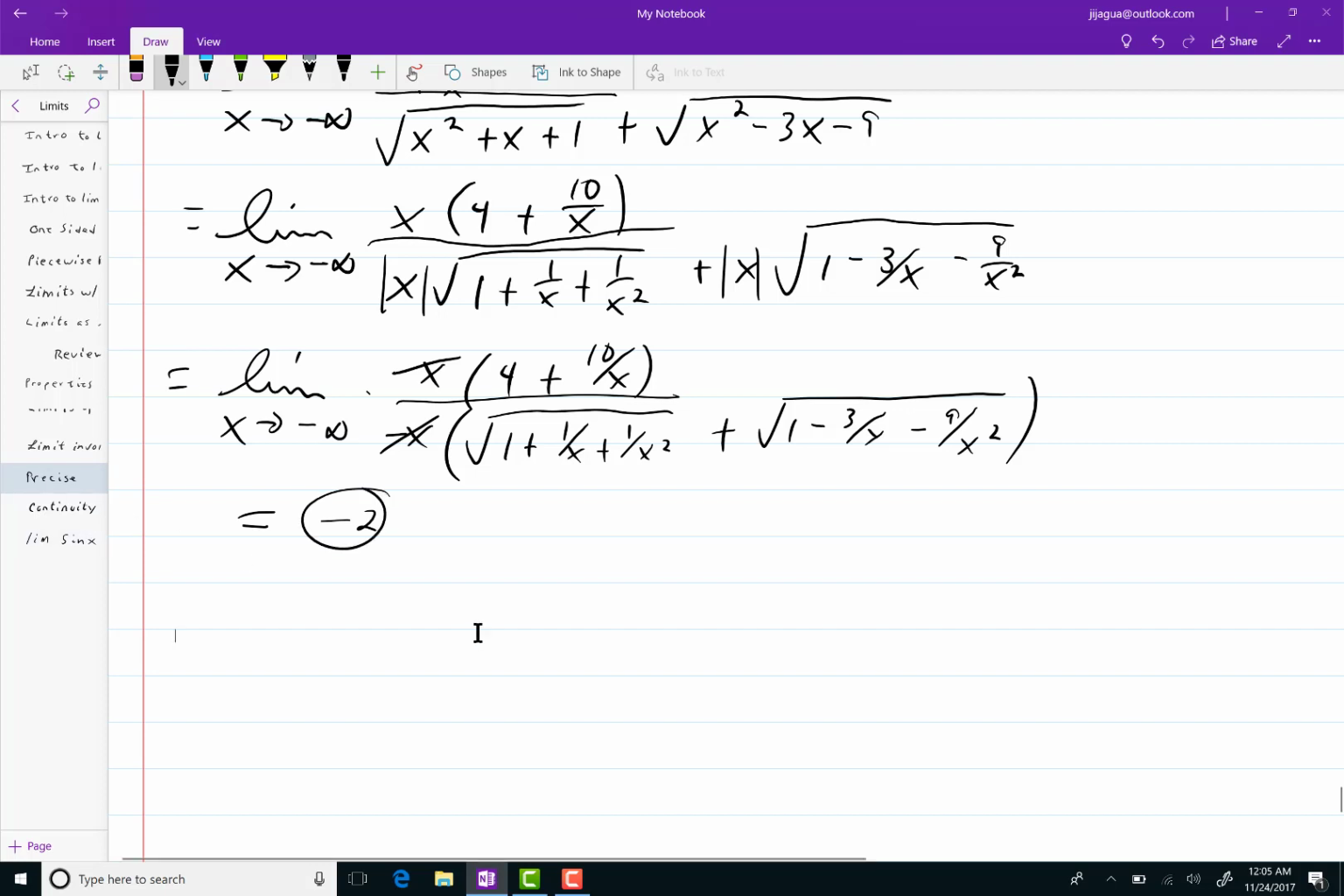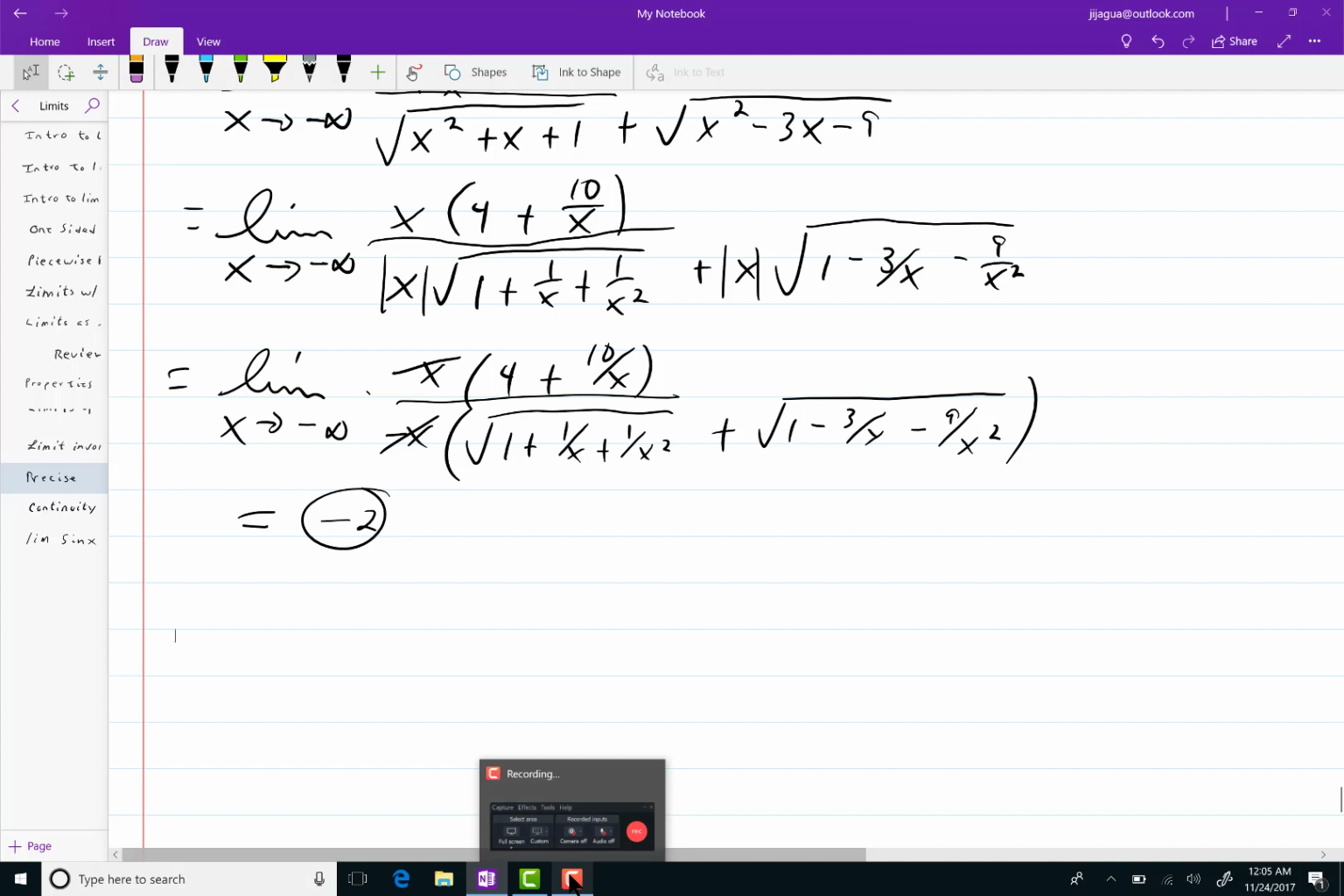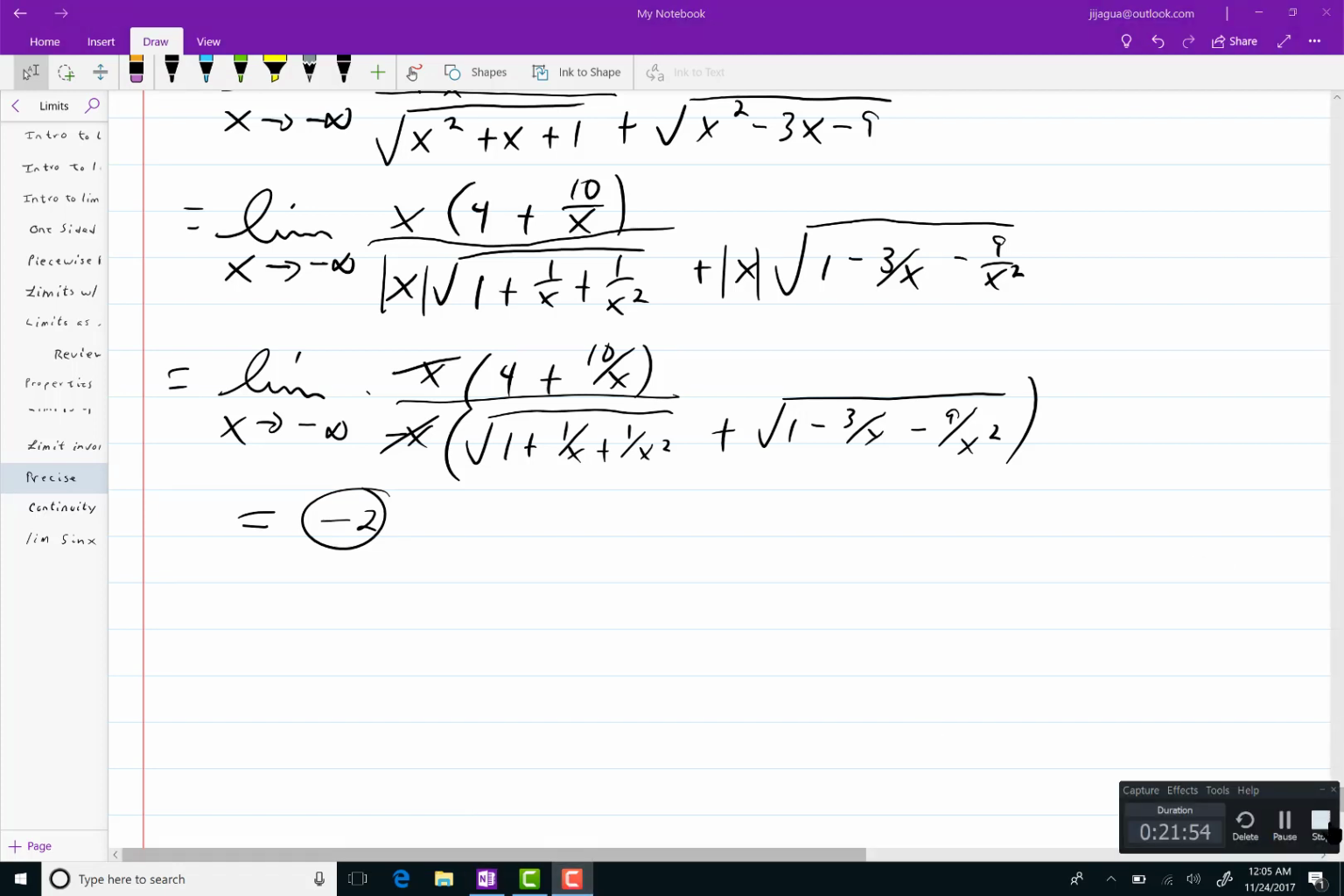So check that out. Make sure you do all the steps. See how it works out. And again, I challenge you to check all of these on your calculator.